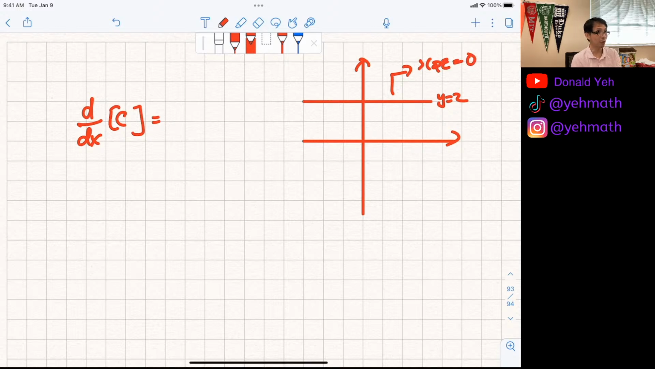You have to understand it visually. So the derivative of any number, y equals 3, y equals 4, doesn't matter, is always 0. Super easy, right? This is called the constant rule. So the derivative of a constant is always equal to 0.